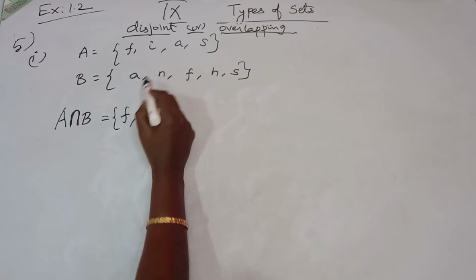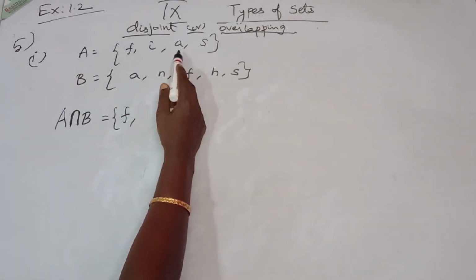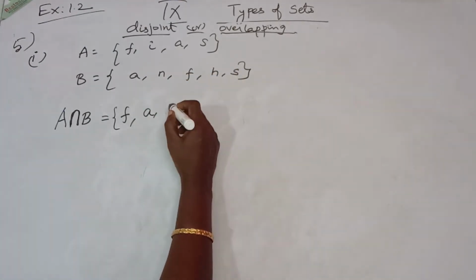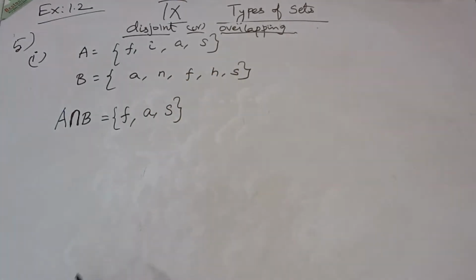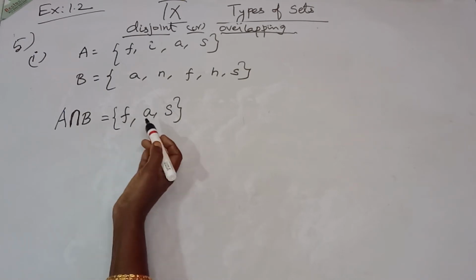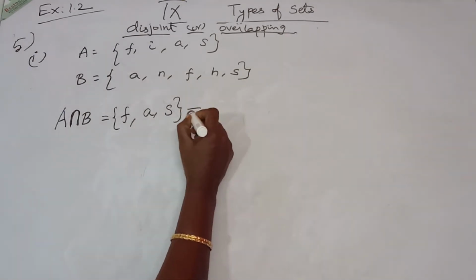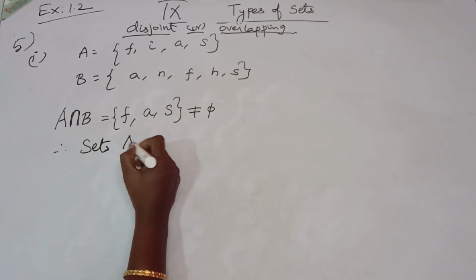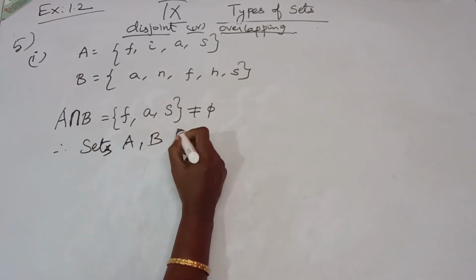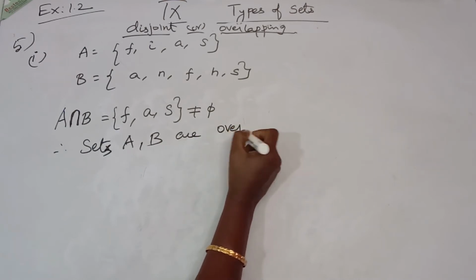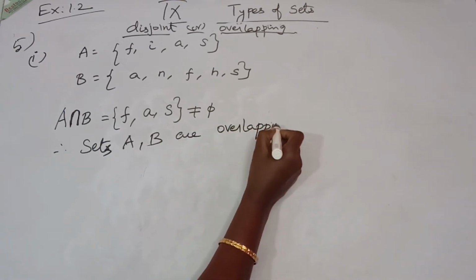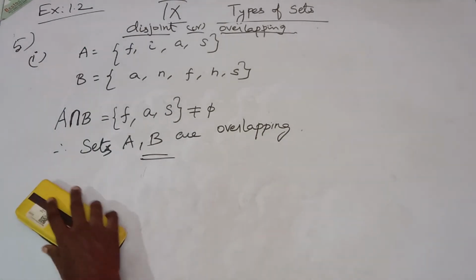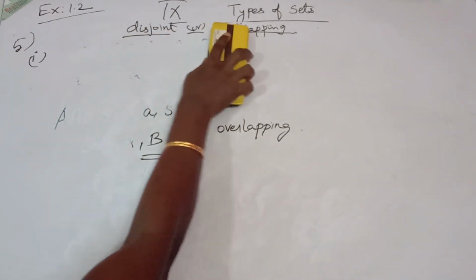Next, I is not there, so I is not common, and A is in both sets, so A is also common. S is also in both sets, so S is common. So A intersection B has some elements, which is not equal to the empty set. Therefore the sets A and B are overlapping. It is not disjoint, it is overlapping. Understand? The next one is the second question. We can see the second question.